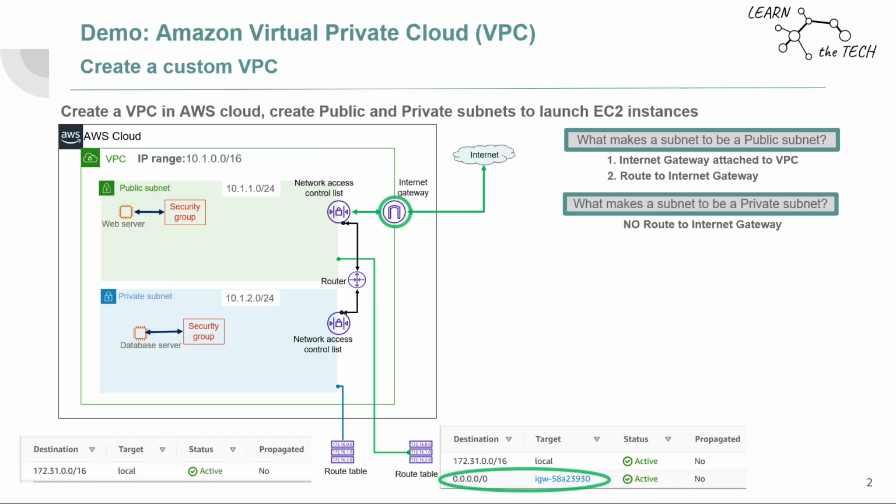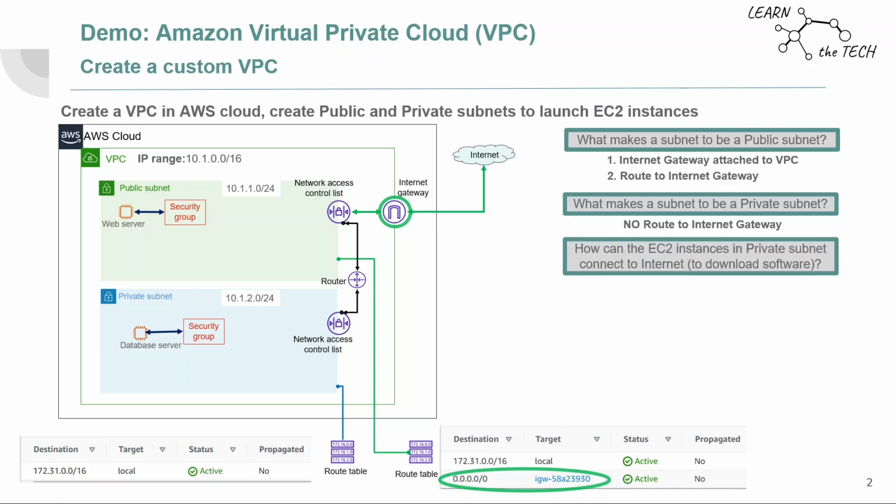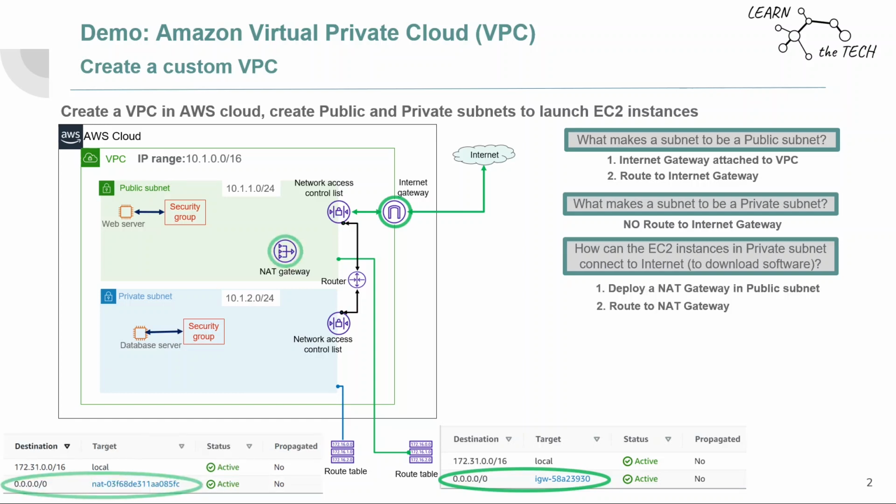But obviously, for us to install something, maybe patches or software, and do the configuration, let's say on the database server, you would need internet access even for your instances in the private subnet. So how do you do that? To be able to have internet access, you need something called a NAT gateway, which you can define or deploy in the public subnet. Because the NAT gateway is in the public subnet, it will have internet access, and in the route table attached to the private subnet, you add a route to the NAT gateway.